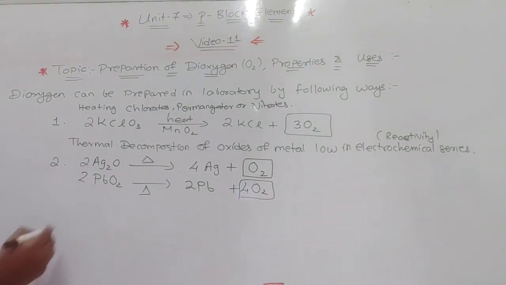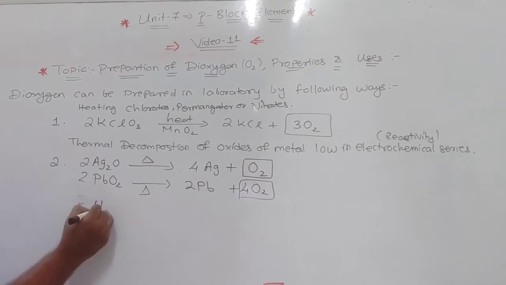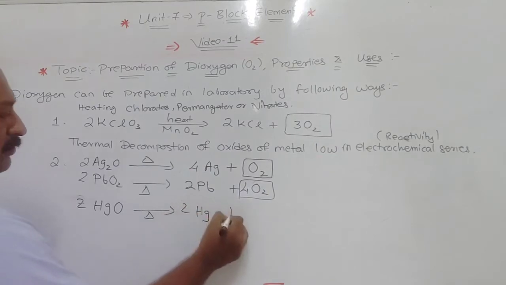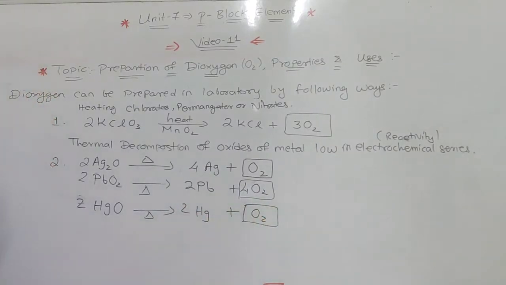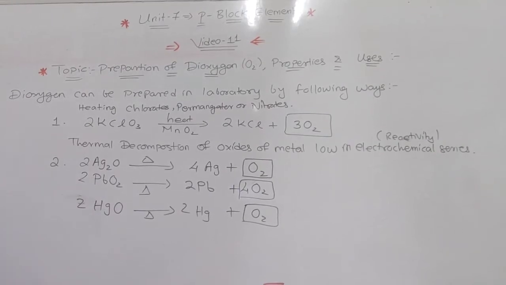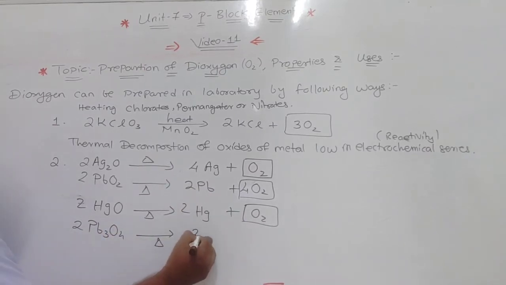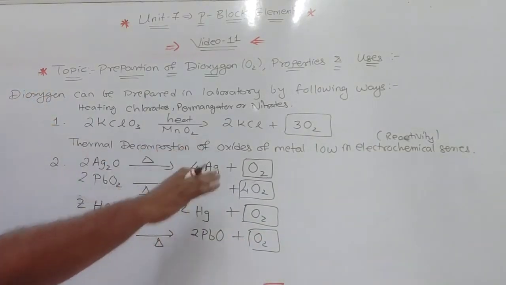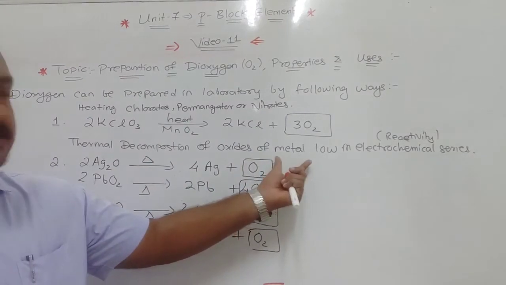The third one, also given in your textbook, is HgO, mercuric oxide. When you heat it, you will get Hg plus O2. One more given in your book is 2Pb3O4. On heating it, you will get PbO, lead oxide, plus O2, oxygen. So these are all thermal decomposition of metal oxides low in the electrochemical series.